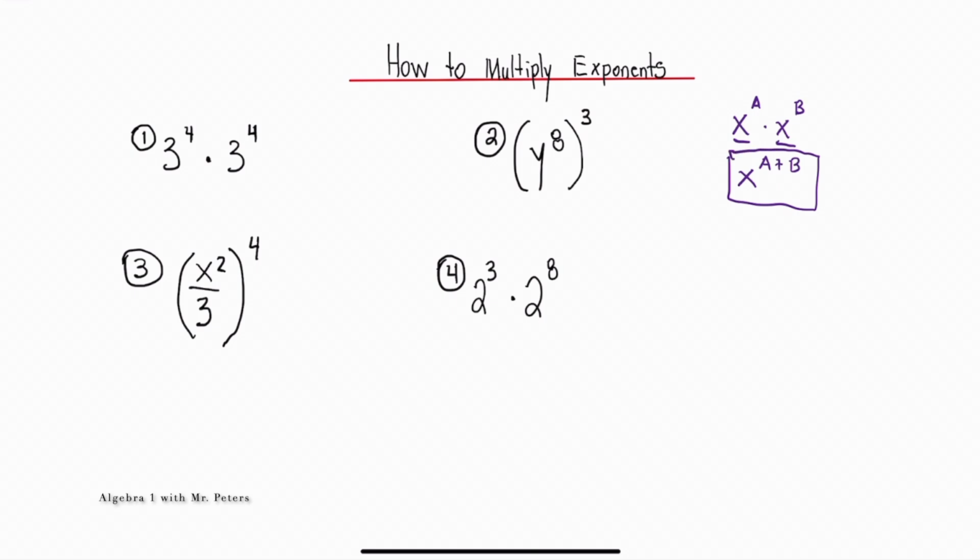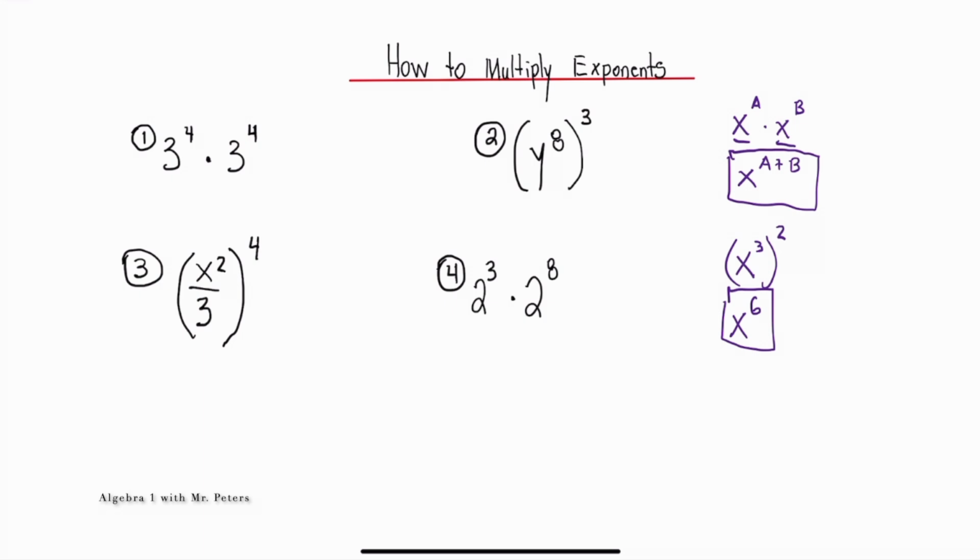The second scenario, we're going to have a base with an exponent and we're going to raise it to another power, meaning multiplying the exponents. So the second rule, our answer would be x to the 6th power. These are two rules you have to know.